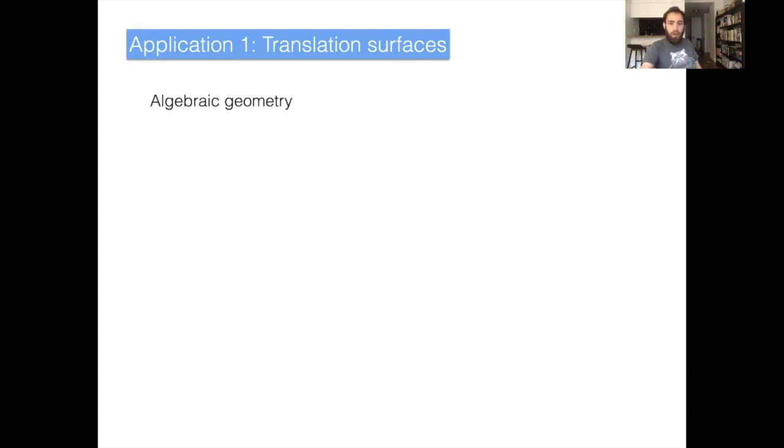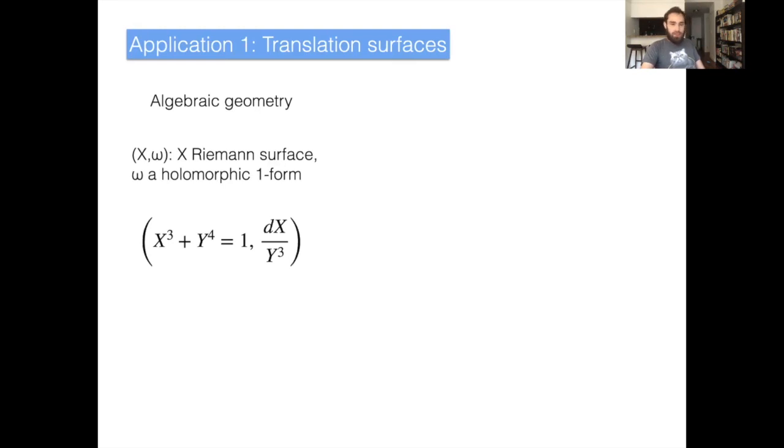Here's a quick primer on translation surfaces. These come to you in two different ways. In algebraic geometry, a translation surface is described to you as a pair (X, omega), where X is a Riemann surface and omega is a holomorphic one-form on the Riemann surface. For example, this equation x cubed plus y to the fourth describes an affine Riemann surface. You can projectivize this by embedding it in P2 and taking the closure. In this particular affine coordinate chart that I've written down, a holomorphic one-form might be something like dx over y cubed.